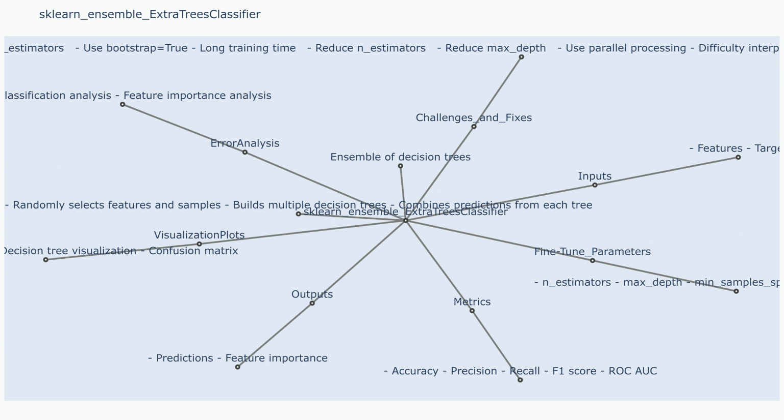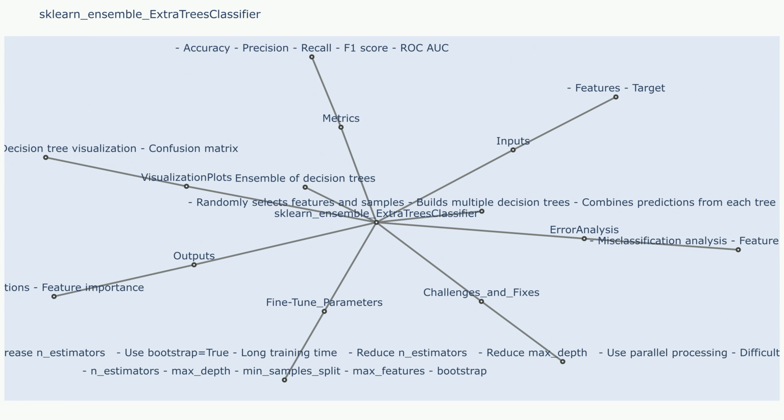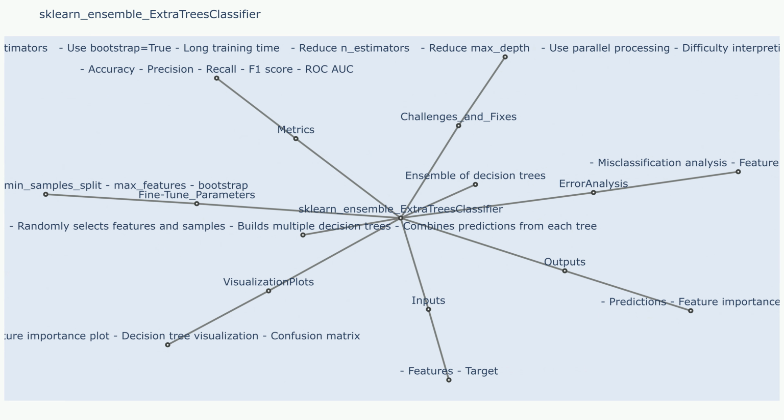Fine-tune parameters: n_estimators: the number of trees in the ensemble. max_depth: the maximum depth of each individual tree. min_samples_split: the minimum number of samples required to split an internal node. min_samples_leaf: the minimum number of samples required to be at a leaf node. max_features: the number of features to consider when looking for the best split.